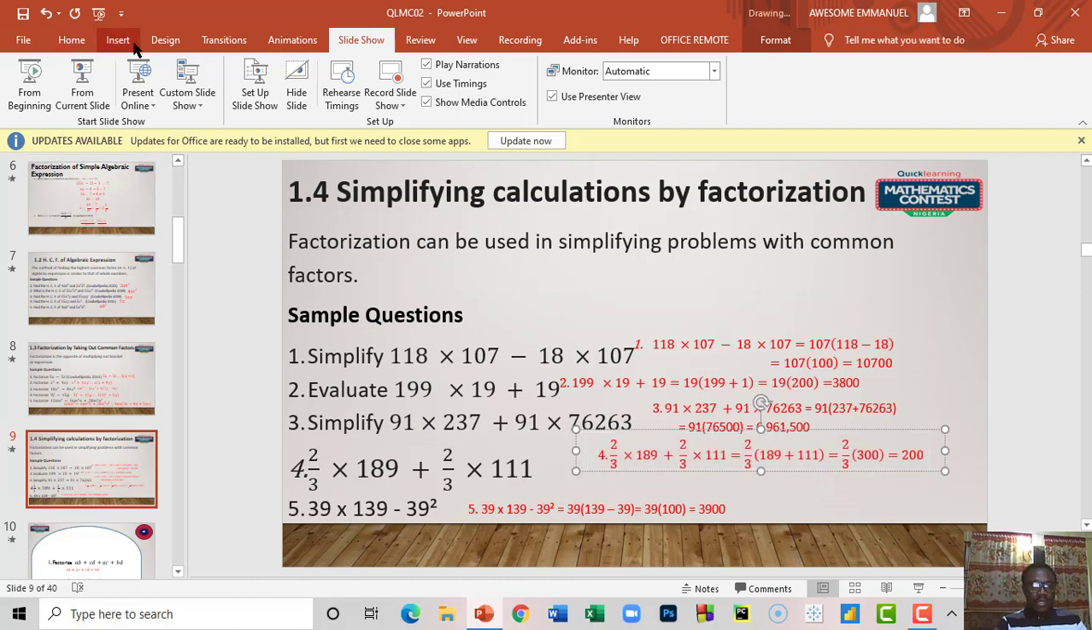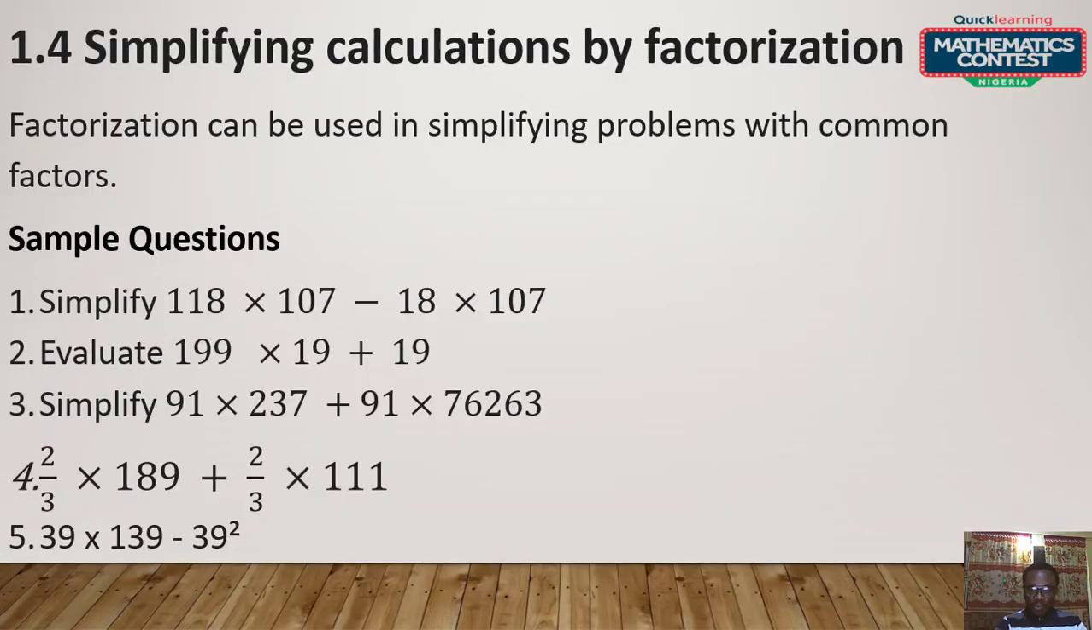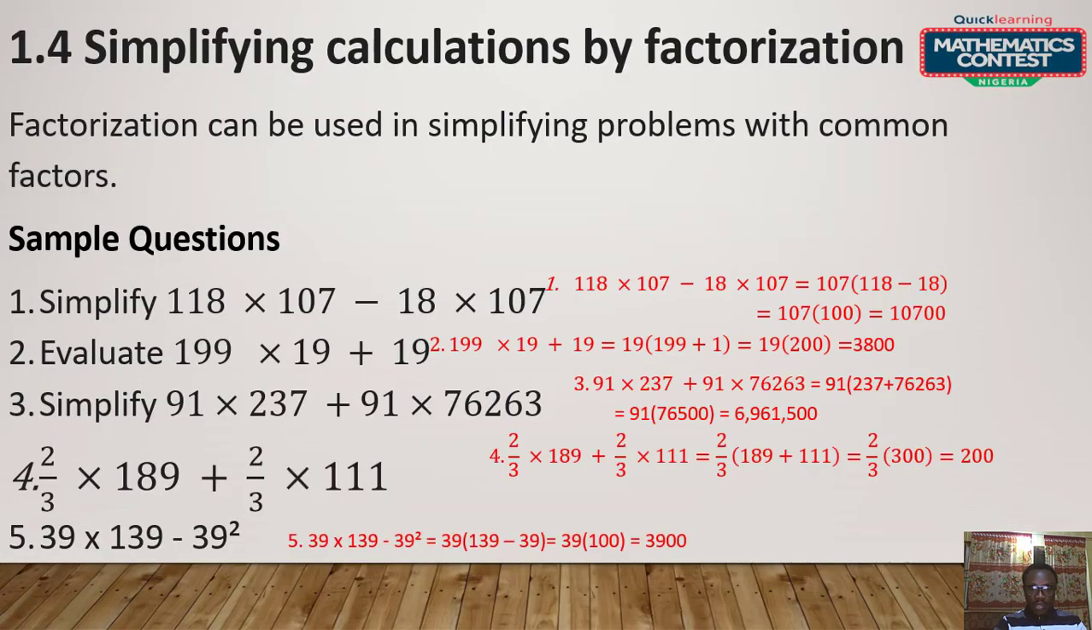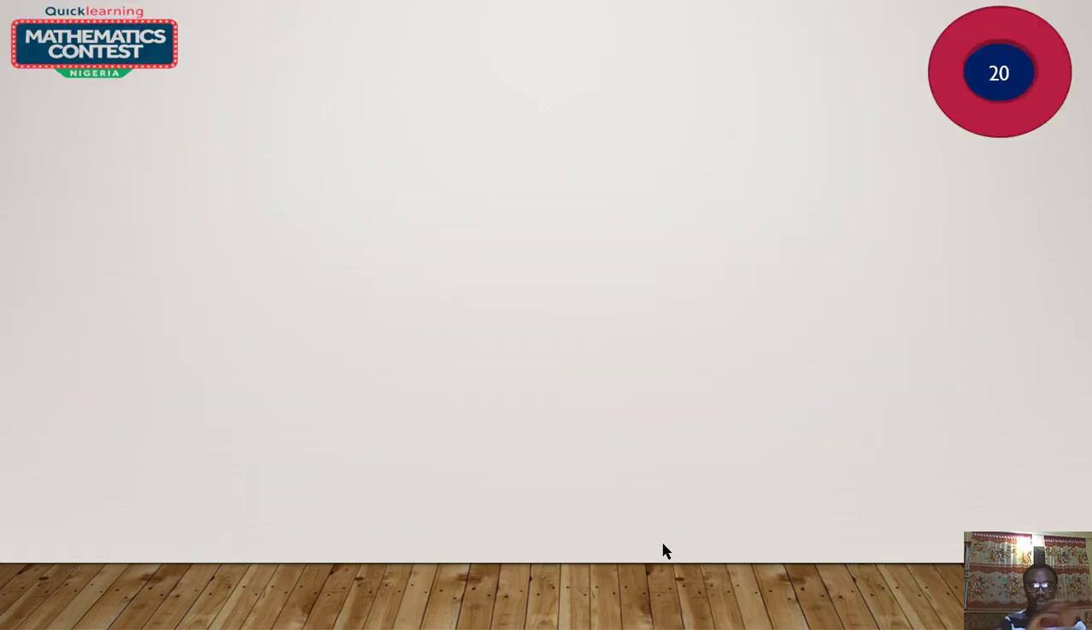Now the last question is this. What is common here is 39 and 39 square. We factor out 39, so we'll have 139 minus 39, which is 100. 100 multiplied by 39 will give 3900. So that is just how to factorize when it involves whole numbers.